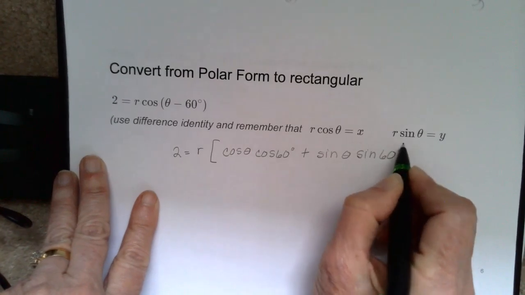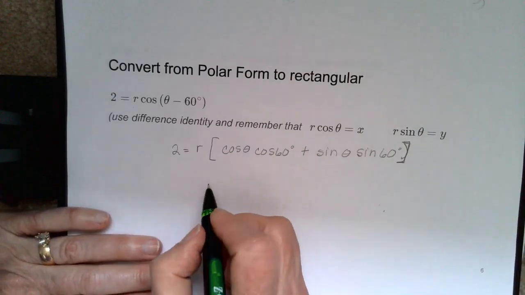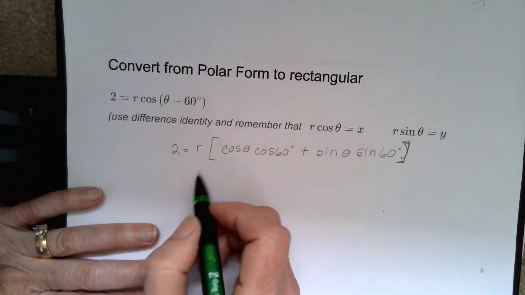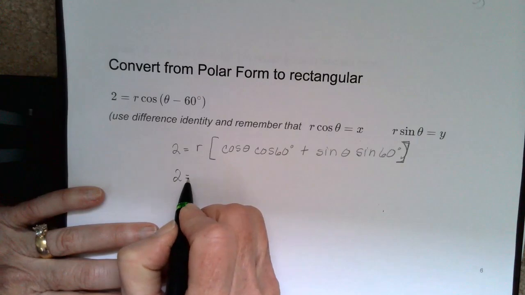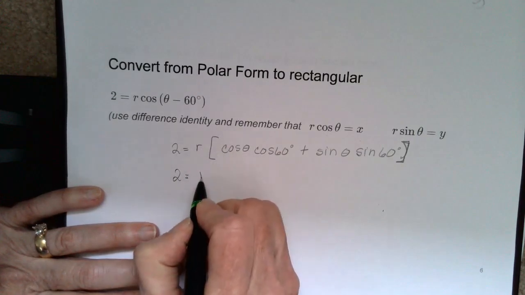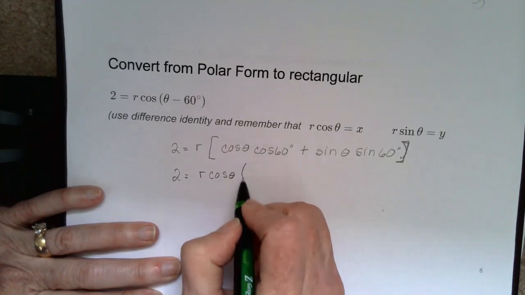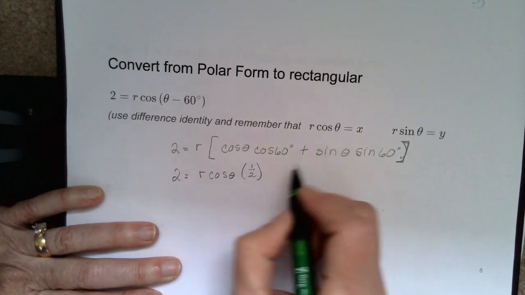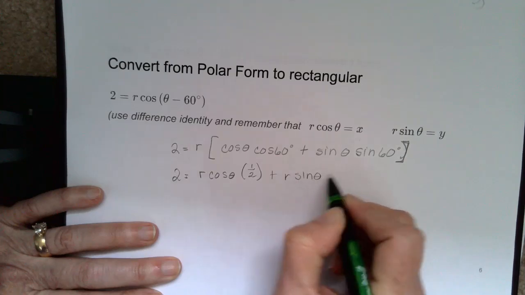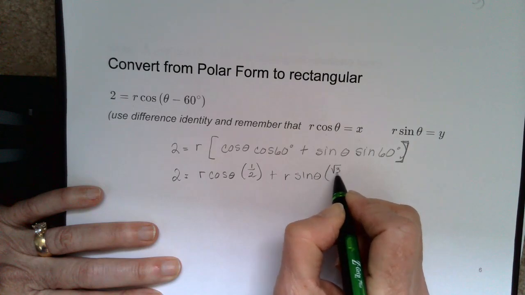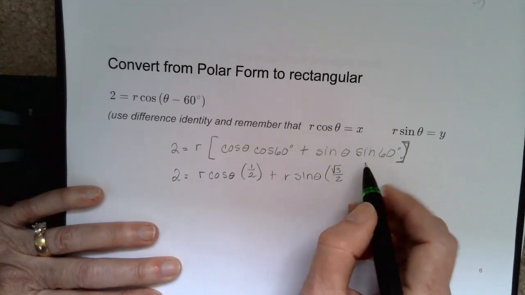So you're back with your unit circle here. Now notice that they changed this to degrees. So if you have to use your calculator to find out what the cosine of 60 is, you'll have to convert from radians. Okay, so I get 2 is equal to, and I'm going to distribute the r times the cosine of theta times 1/2, because that's what the cosine of 60 is, plus r times the sine of theta times the square root of 3 over 2.